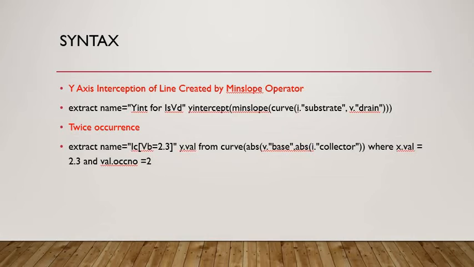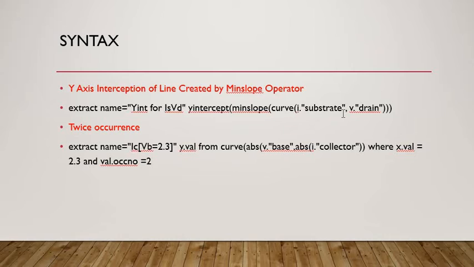So y-intercept is the intercept of a line created by the min slope operator. So the abstract name is y-intercept, min slope curve, I substrate and V drain. So as I told you, go from here to here. Okay, so you are making a curve between I substrate and V drain. I is the x-axis, and V dot drain is the y-axis. You are making a curve.